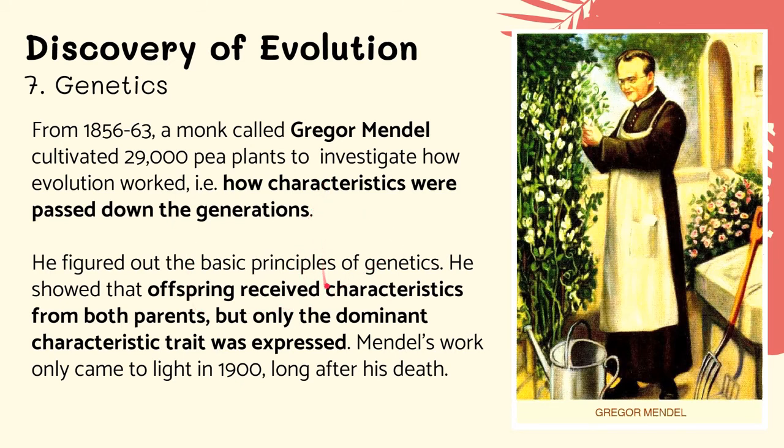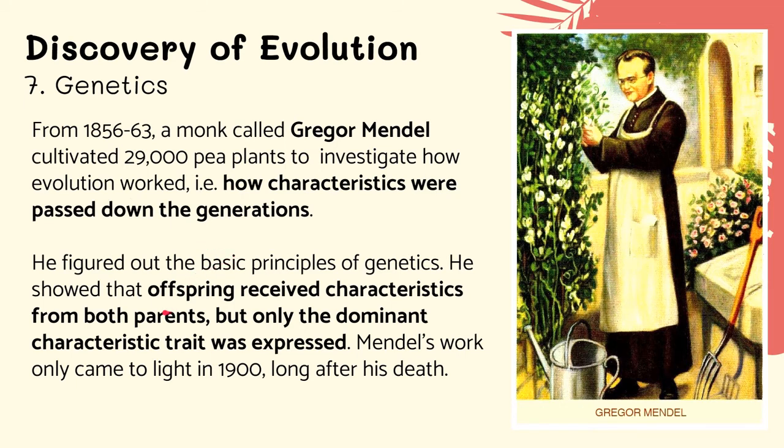Now, around that time, 1856, a monk called Gregor Mendel cultivated 29,000 pea plants to investigate how evolution worked. But really, his interest was how characteristics were passed down through generations. And through his experiments, he was able to figure out the basic principles of genetics, though it was not yet called genetics during his time.